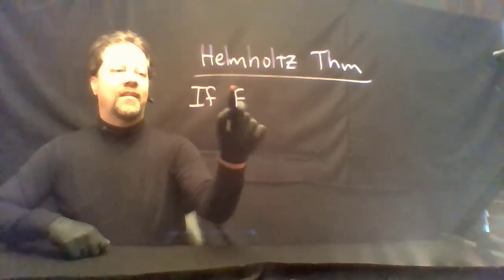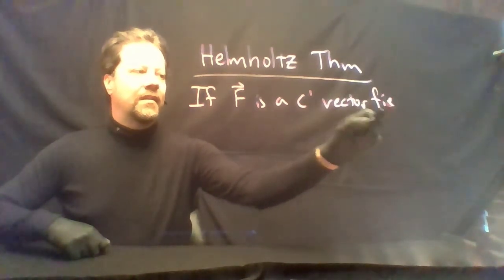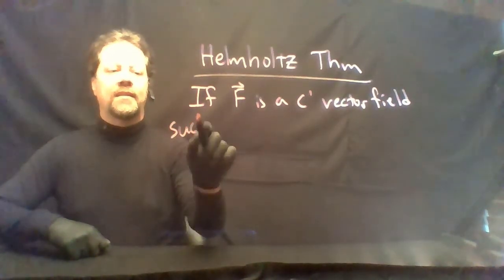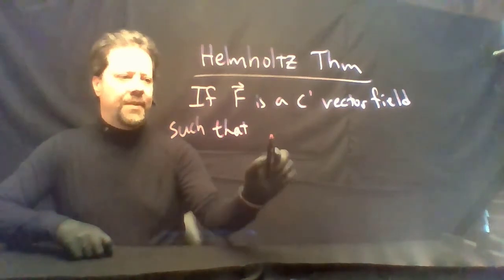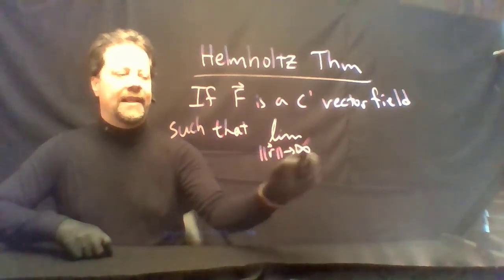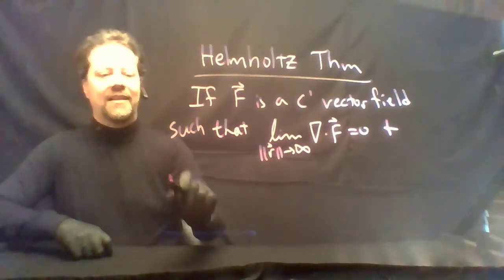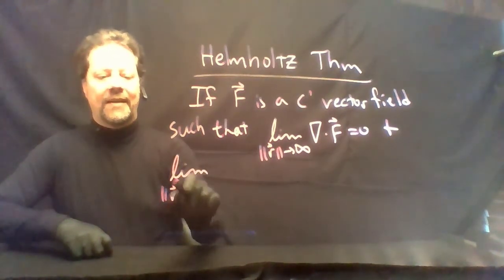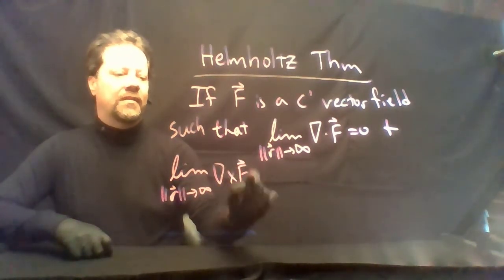The Helmholtz theorem goes like this. If F is a C1 vector field satisfying two nice properties. The first nice property is that in the limit, as the position vector goes to infinity, the divergence of the vector field is 0. And in the limit, as we go out to infinity, the curl is the 0 vector.